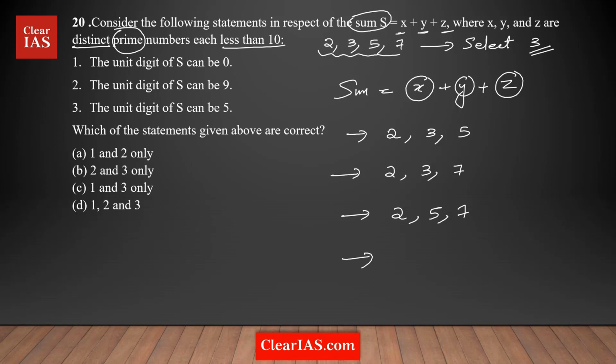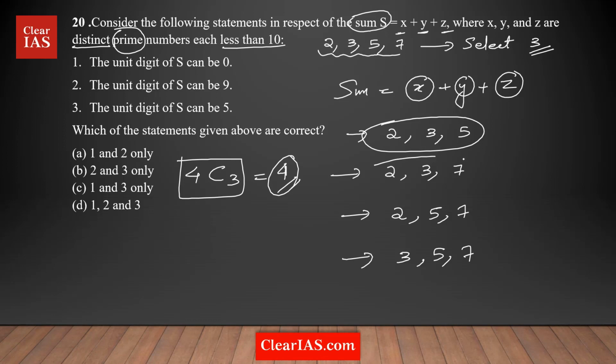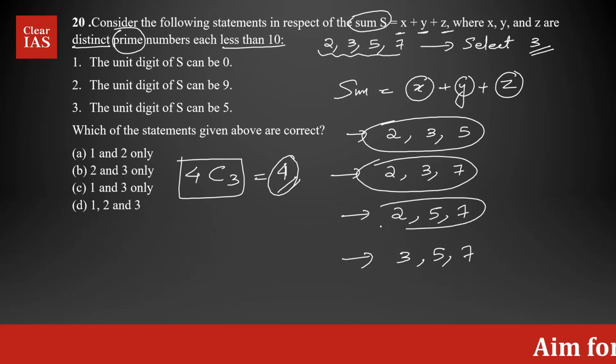We are done with 2, and the only other option is not taking 2 and taking all the other 3 prime numbers, that is 3, 5 and 7. That's it. So out of 4 I need to choose 3. If you remember permutation and combination, you could easily figure out 4C3, which is 4. There are 4 ways you could do it, and we have listed down these 4 possible combinations.